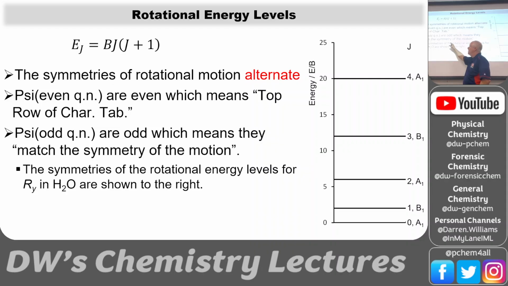It's the symmetry of the motion. So the odd quantum numbers here mean they match the symmetry of the motion. So wherever Rx, Ry, Rz. So if it's Rx, then whatever row that Rx is on would be right here. If it's Ry, then whatever symmetry Ry is would be labeled right here. Okay. And then it just alternates top row, Ry, top row, Ry, top row, Ry, all the way up. Okay.